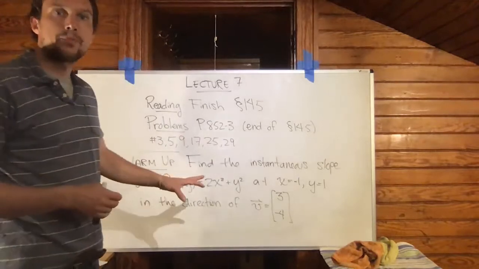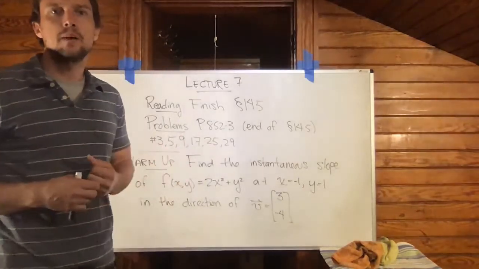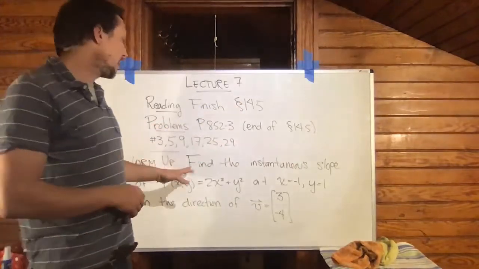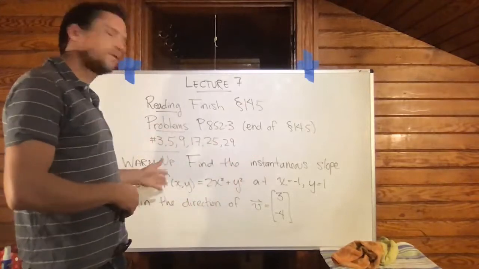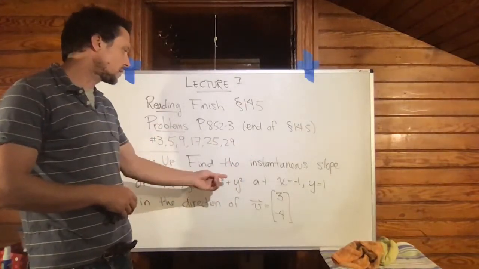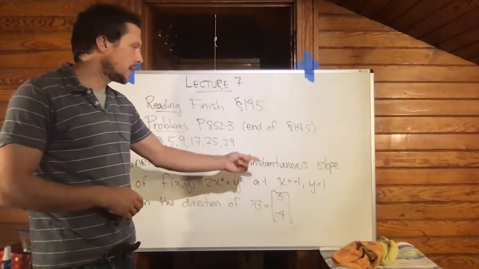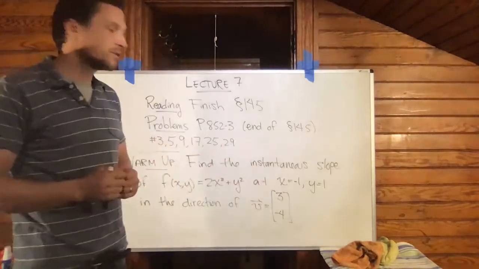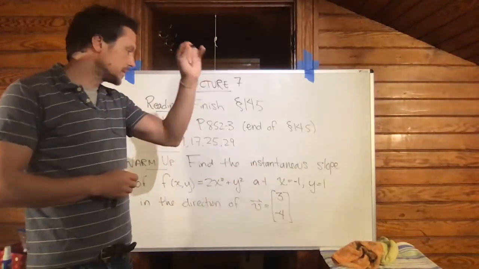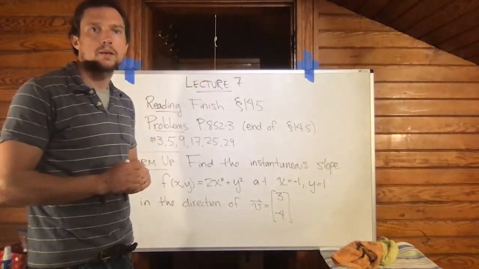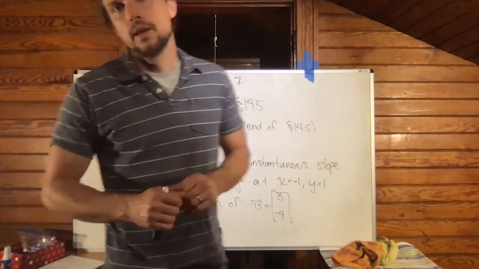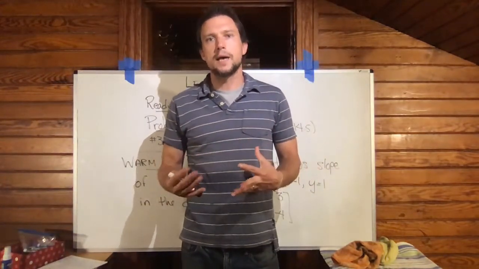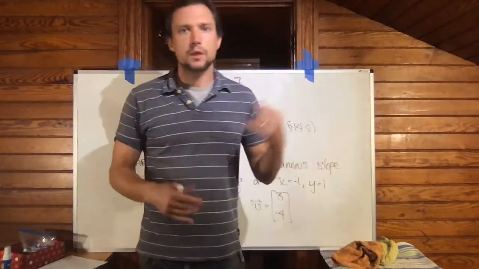And then here's the warm-up problem, which is very similar to some of the problems that I assigned out of 14.5 for last lecture. So you have to find the instantaneous slope of the function f of x y equals 2x squared plus y squared at the point x is equal to -1, y is equal to 1, and in the direction of the vector v, whose x component is 3 and y component is -4. All right? Okay, so what I'm going to do now is review a little bit about what we talked about last time, and then I'll post the solution to the warm-up problem.